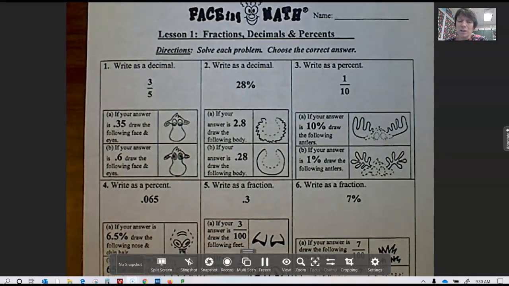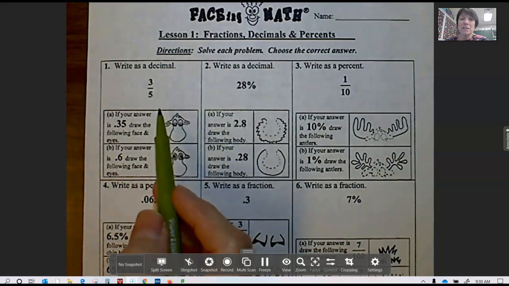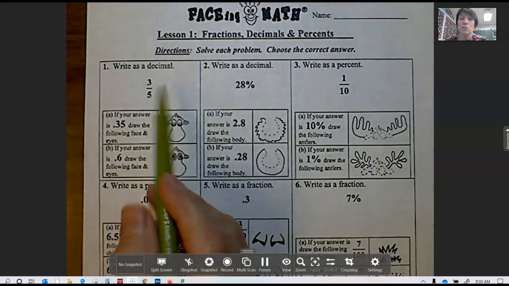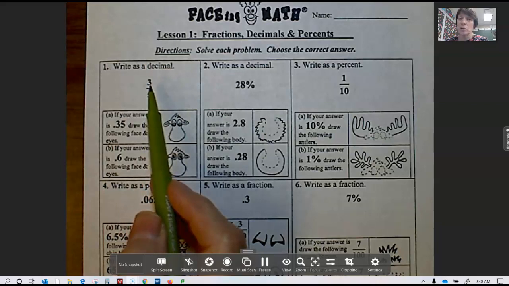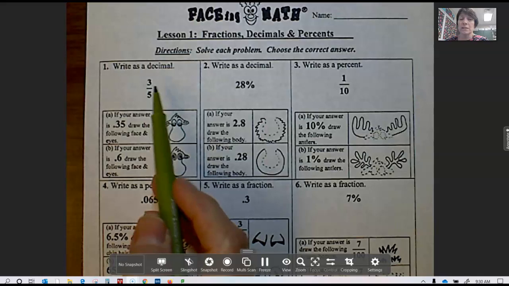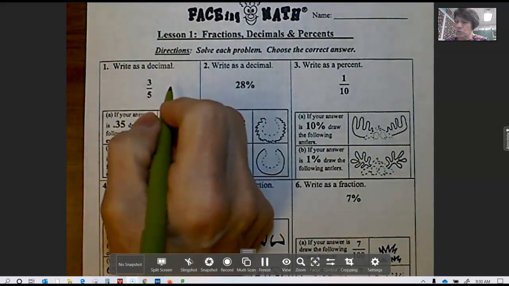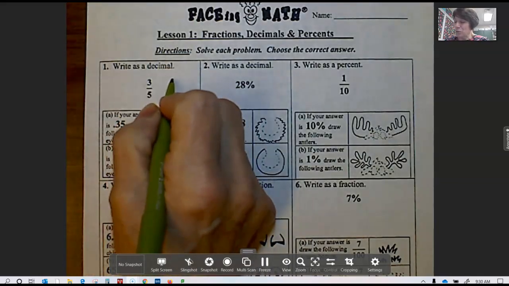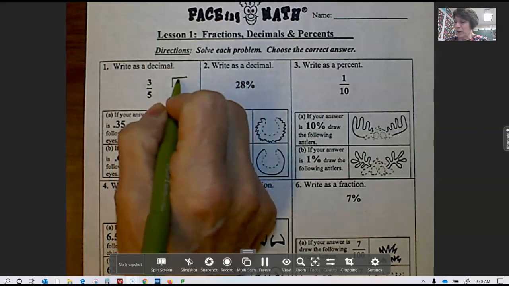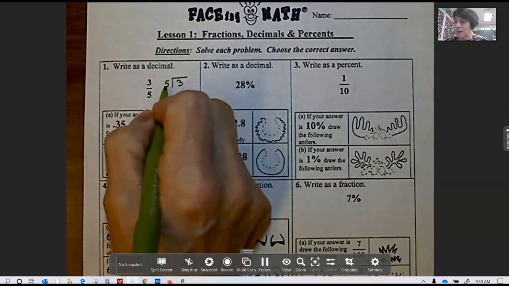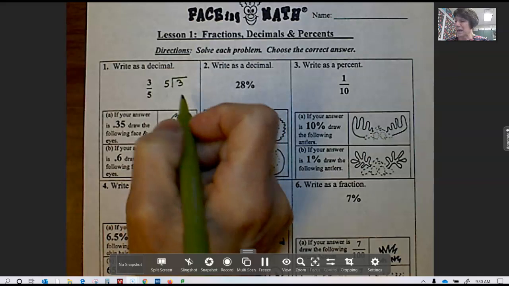Now that is one of the ones that we should have memorized. And remember, a tip for these is when we're dealing with fifths, if we just double the numerator, we will have our answer. So this is going to be 0.6. But I want to remind you that if you didn't remember that, you could do the numerator divided by the denominator. Remember that that's how to work these out.